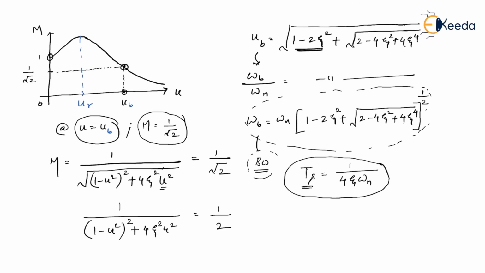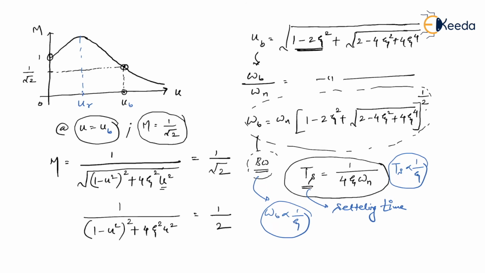And now let me try to figure out the correlation between bandwidth and the settling time. So TS stands for settling time. As you can see, this TS is inversely proportional to zeta. And with the bandwidth also, this omega B is also inversely proportional to zeta. What does that mean? It means now I can directly correlate this bandwidth with settling time. I hope now you got the proper understanding of frequency domain analysis for the second order standard system.